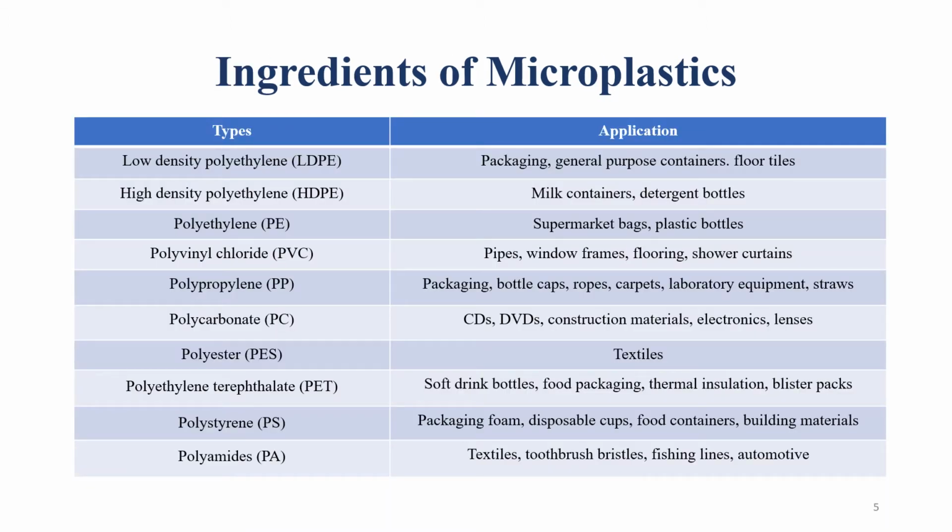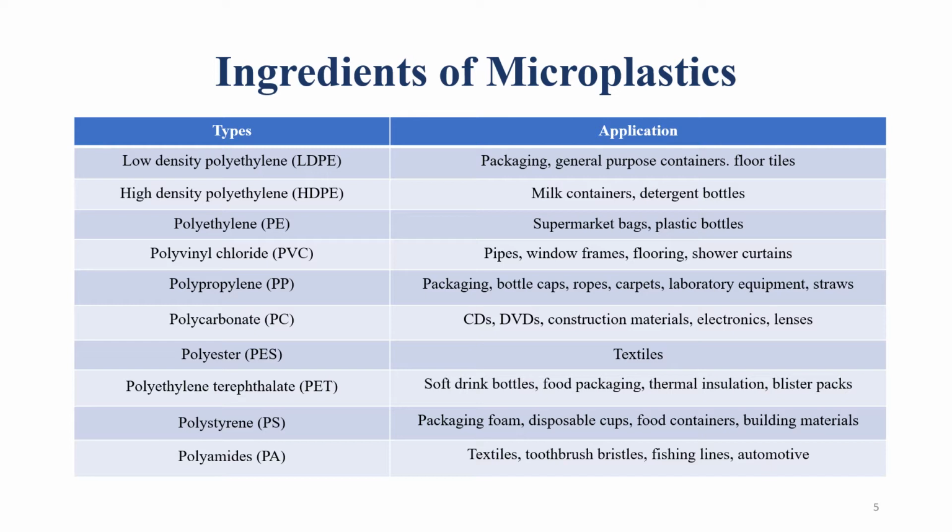Microplastics are made up of different kinds of plastic, and the different kinds of plastic are used for various purposes and specifically made for different activities. For example, we have LDPE, or low density polyethylene, that is used in packaging and containers, floor tiles, etc. And then we have high density polyethylene, or HDPE. It is usually used in making milk containers, detergent bottles, etc.